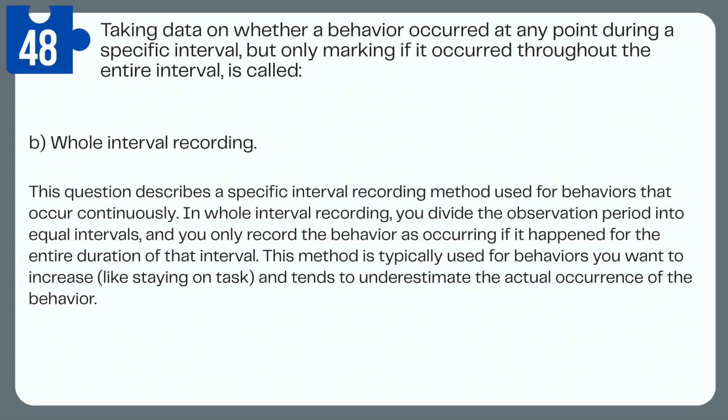Answer: B. Whole interval recording. This question describes a specific interval recording method used for behaviors that occur continuously. In whole interval recording, you divide the observation period into equal intervals, and you only record the behavior as occurring if it happened for the entire duration of that interval. This method is typically used for behaviors you want to increase, like staying on task, and tends to underestimate the actual occurrence of the behavior.